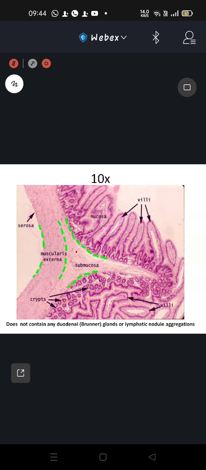What we can see here is that the submucosa doesn't contain any mucus-secreting gland. And also, as we'll see in the next slide of the ileum, it doesn't contain even any lymphatic nodule aggregation. So, the submucosa here is devoid of any mucus-secreting gland and lymphatic nodule aggregation. A solitary nodule may be there, but they are not in a linear fashion, and no aggregation is there.